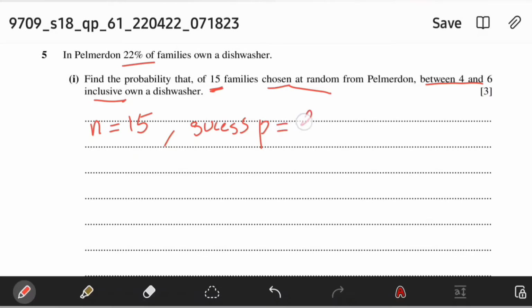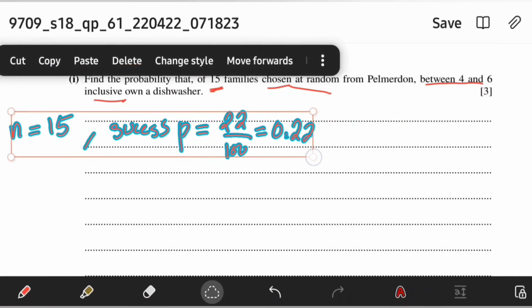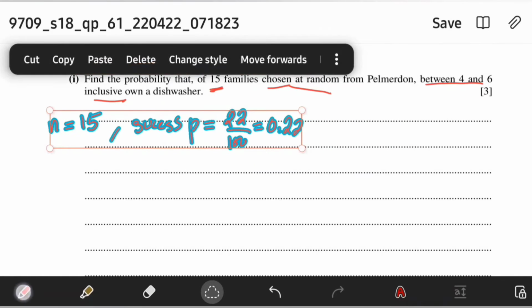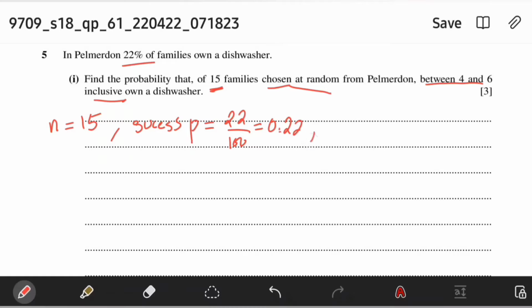equal to 22 over 100. That becomes 0.22. And failure, which is denoted by Q, becomes 1 minus 0.22, and that would be 0.78.